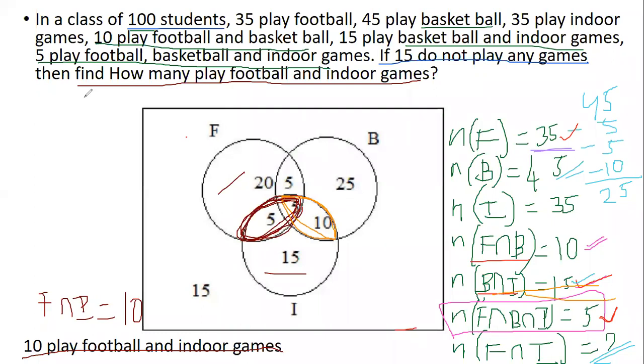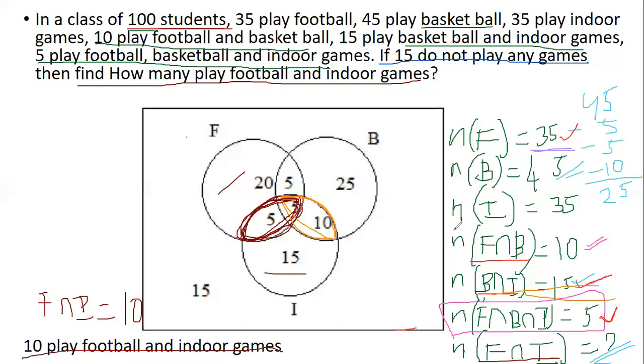Okay, let's quickly revise the whole problem once so that you do not get confused anywhere. We had a total of 100 students in the class. Out of 100 students, we got all this data of 35, 45, 35 and intersections of 10, 15, 5, and we do not know what F intersection I is. We are supposed to find that out.